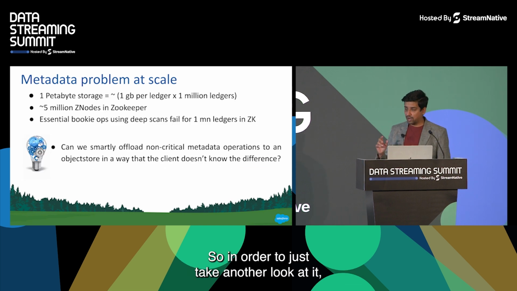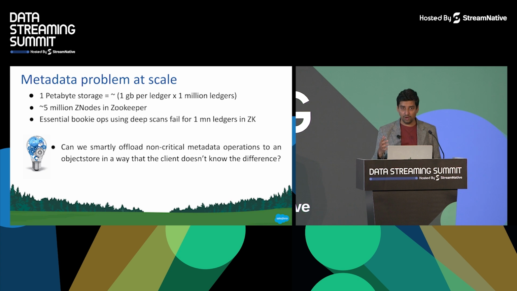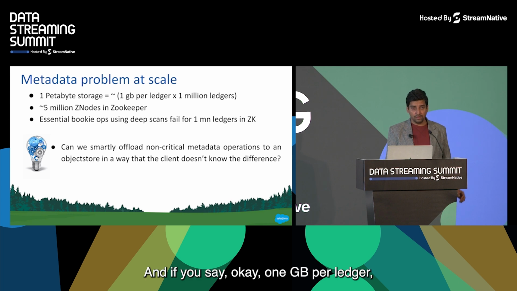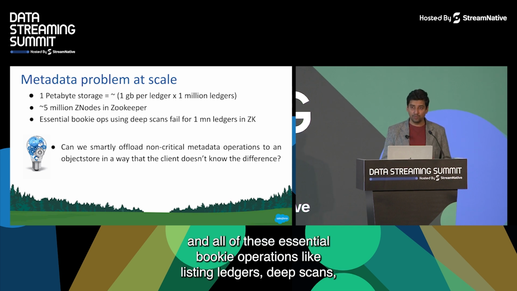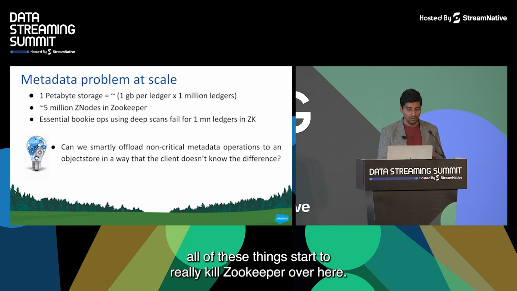So in order to take another look at it, 1 petabyte of storage basically means 1 GB per ledger, which is usually not what you see. They are even bigger. If you say 1 GB per ledger, 1 million ledgers is 1 petabyte, right? That translates to 5 million Z nodes, and all of these essential bookie operations like listing ledgers, deep scans, garbage collection, decommissioning start to really kill ZooKeeper.